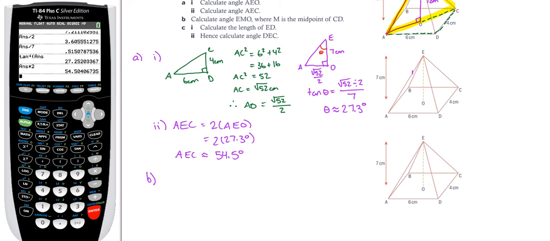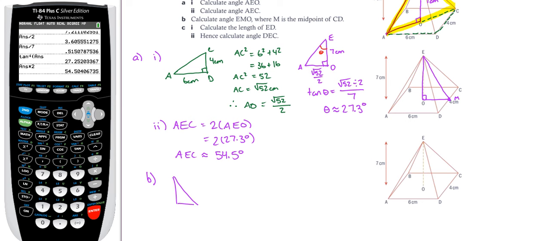And part B is asking us to find angle EMO. So M is this midpoint here. So I'm going to mark it on my diagram, and I'm going to create that triangle. E to M, and over to O, and then back to E. So that's a right angle triangle.